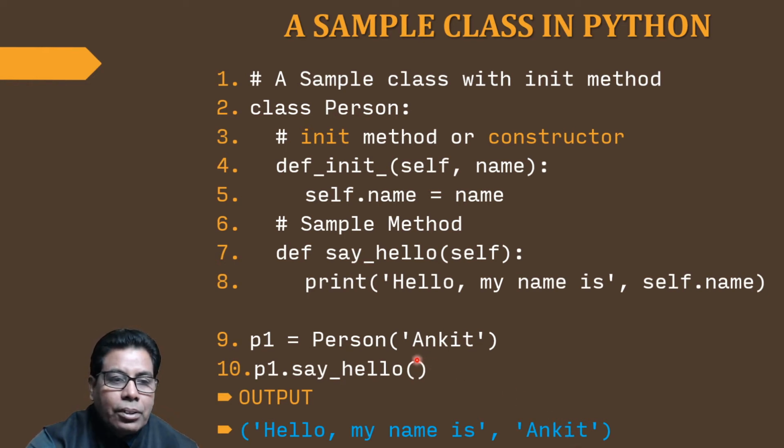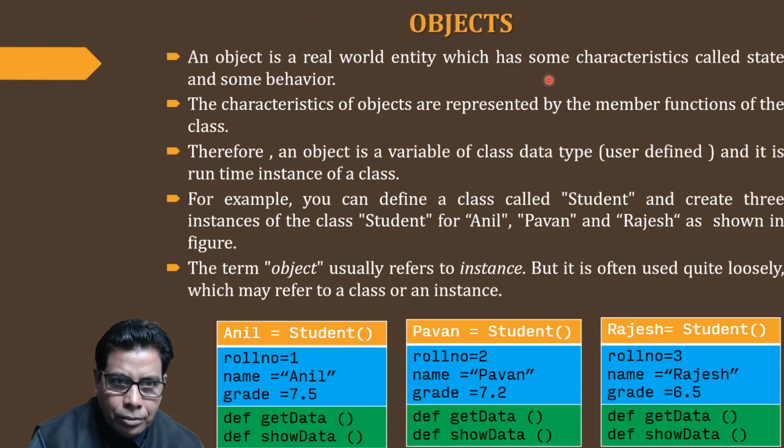So whatever name you want, come here, then just take any other variable like p2 and then person, put your name, say Anil, then you'll get hello, my name is Anil as the output. This is how the sample class in Python is written.